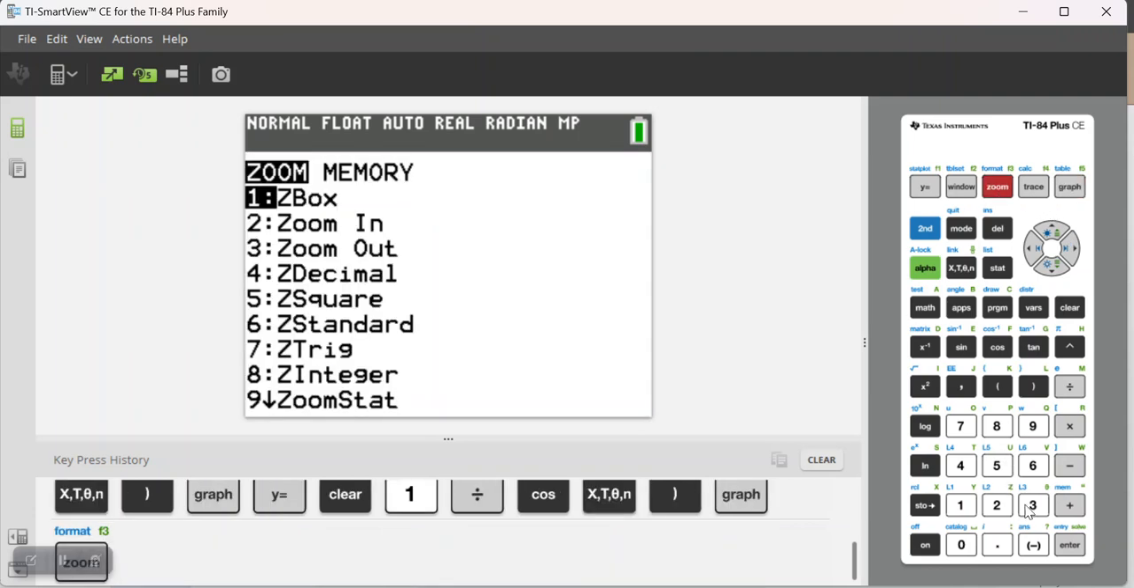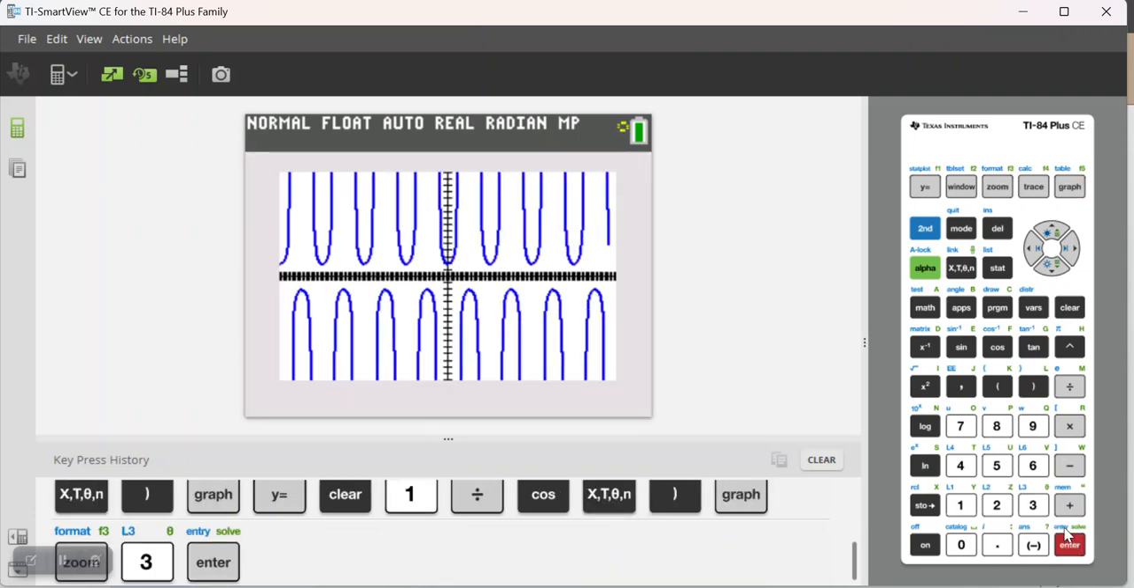All right, and I can zoom out so we get a better idea what that looks like. And that's how you can graph the 4 remaining trigonometric functions.